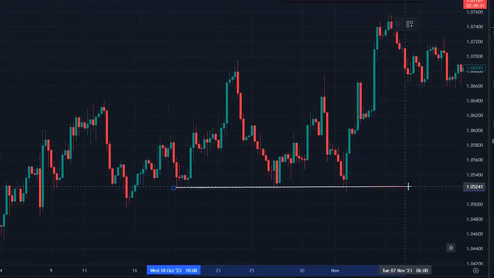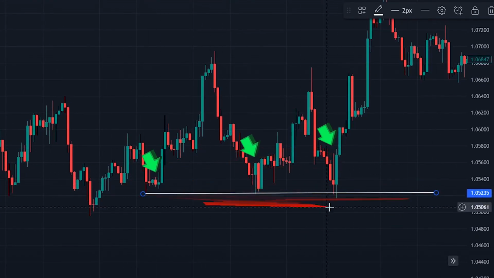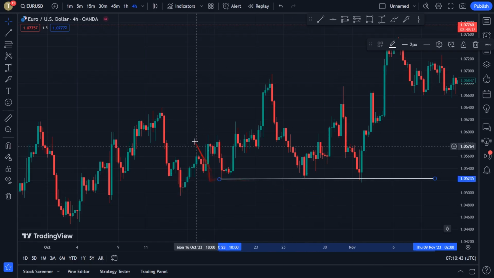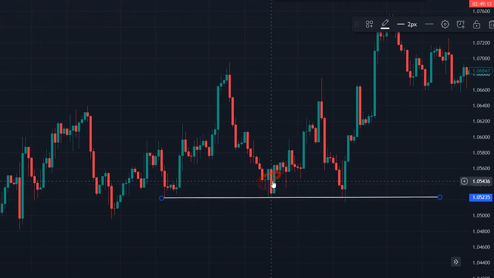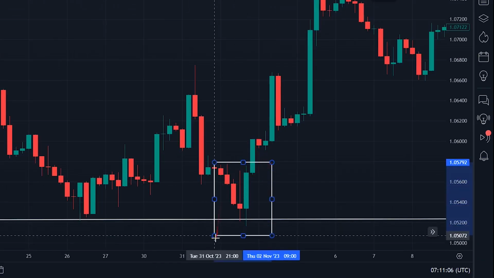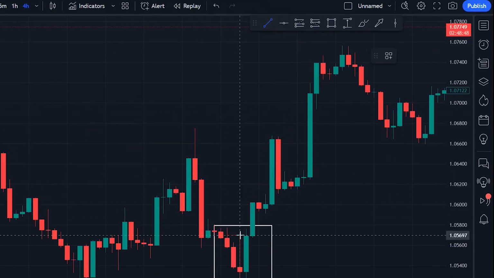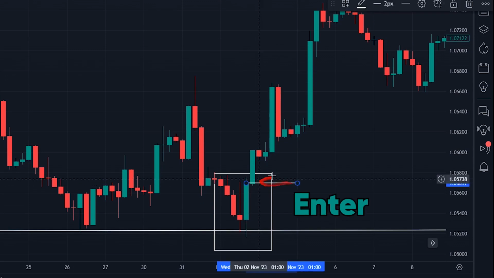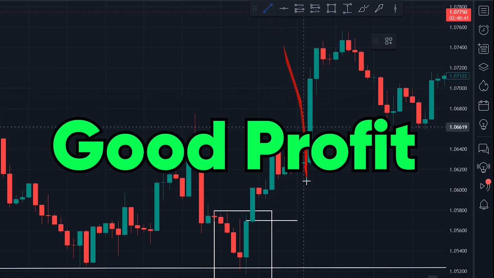For example, here on the chart, you can see that the price has started to reverse multiple times at this point, forming a strong support level here. Buyers have a strong interest in buying at this point, and after several price reversals, you can see this pattern here clearly, which is larger than the two previous candles. You can enter a trade here, set your stop loss below the support line, and achieve good profits.